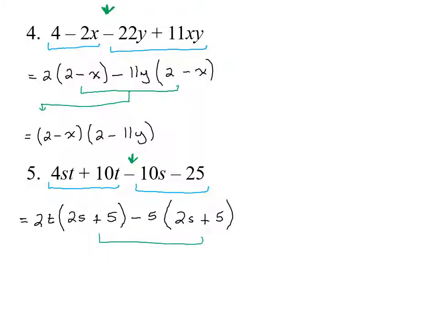Again, these 2 things here have to match, and they do. So I take one of them out front, the 2s plus 5. And what's left over is the 2t minus 5. And that's my answer. So hopefully factor by grouping is not too bad. You just have to make sure you factor out what's in common on the first two and the second two.